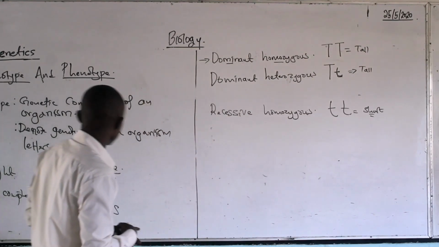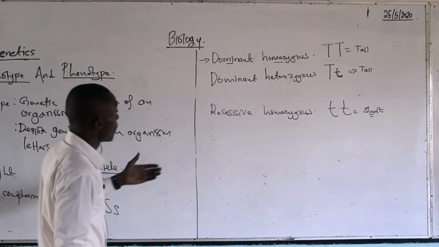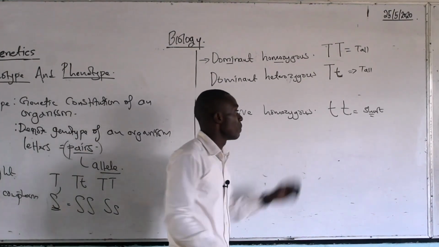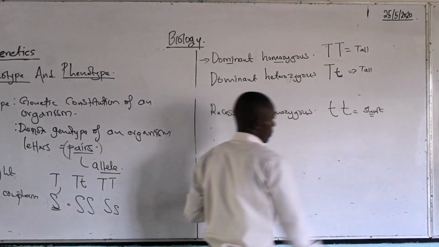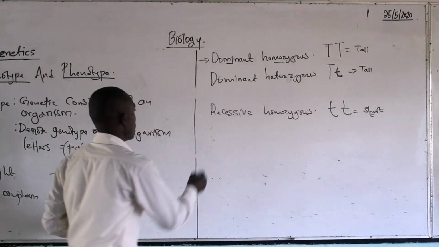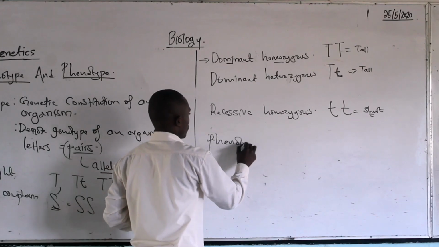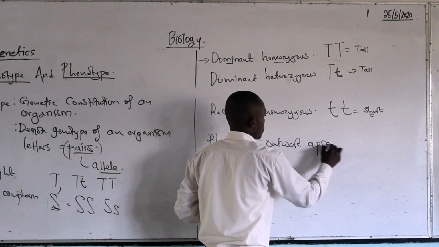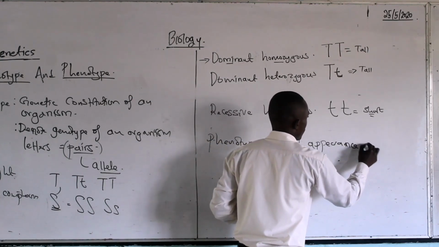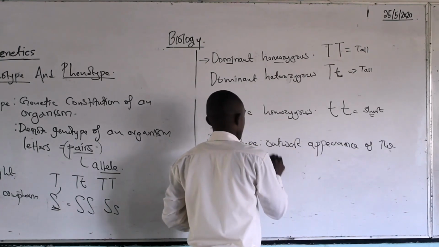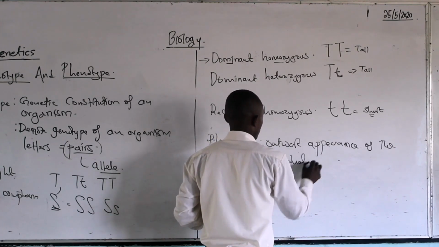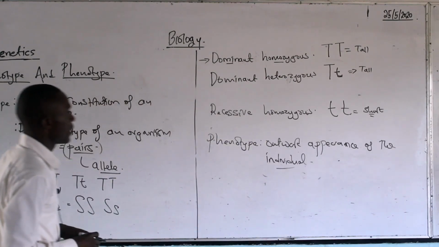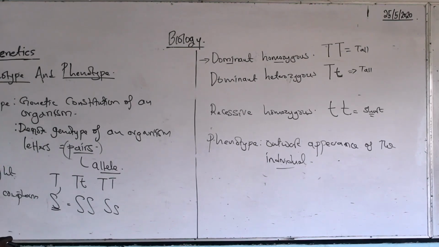What was I saying in the beginning of this lesson? I said that we can know the genotype of an individual by observing the phenotype, because phenotype is the outward appearance of the individual. So basically, this is how we normally denote the genotype of an individual.